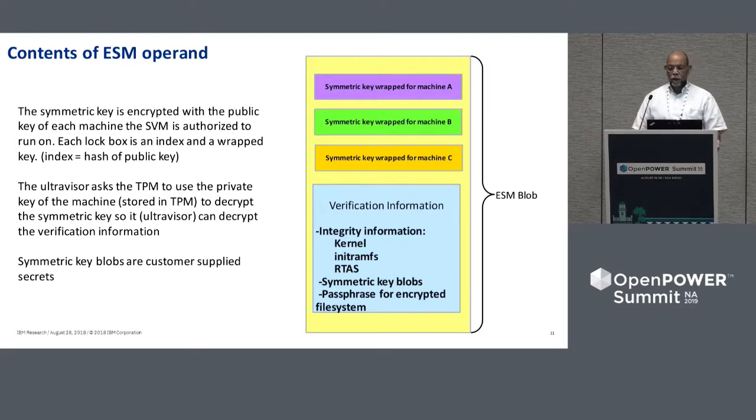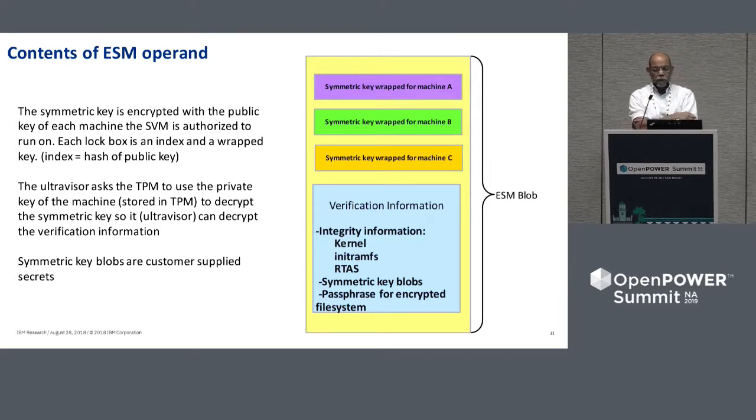The ESM operand contains these things illustrated here. The purple, the green, and the orange things we refer to as lock boxes. A lock box is the symmetric key protecting the blue section, wrapped with the public key that's associated with the hardware the SVM is authorized to run on. You can have as many lock boxes as you want.